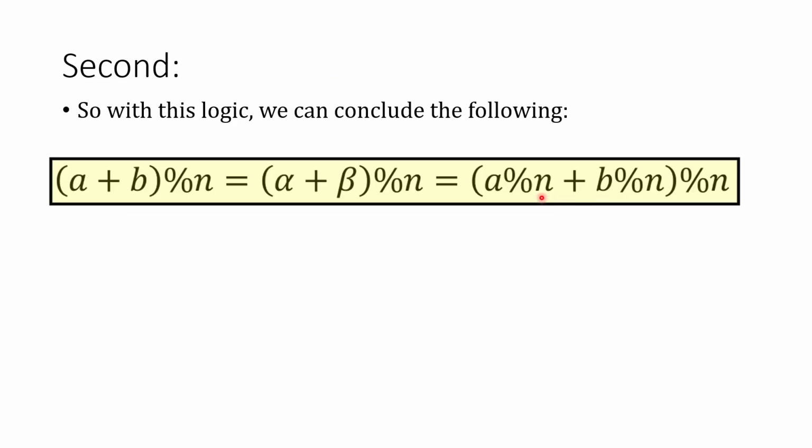So with this logic, we can conclude the following: a plus b mod n is alpha plus beta mod n, which are the residues, and that could be written as alpha plus beta, each being the residue, but then you have to mod n at the end, just like you have to mod n here. So you can't get away with just distributing this and getting alpha plus beta. You have to mod n it at the end to make up for the fact that you could be going around more than once.